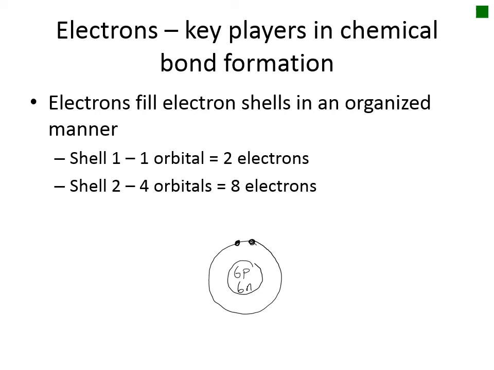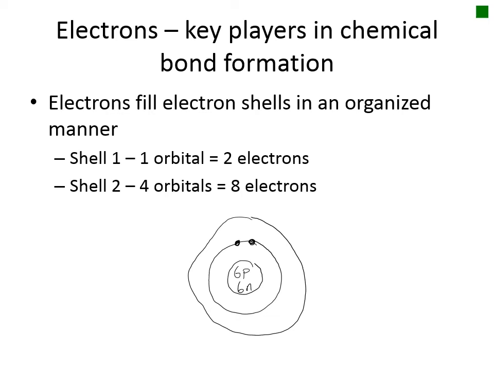The first shell is now full and cannot hold any more electrons, but carbon still has 4 more electrons in its structure. We will have to move to the second electron shell. The second shell contains 4 orbitals. Each orbital can hold 2 electrons, thus the second shell can hold a total of 8 electrons.